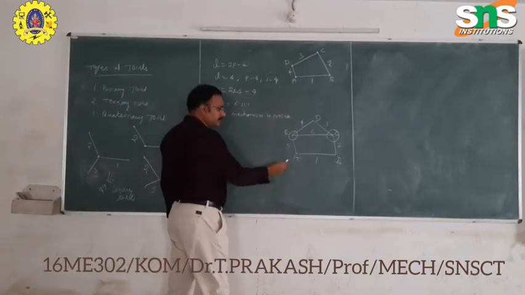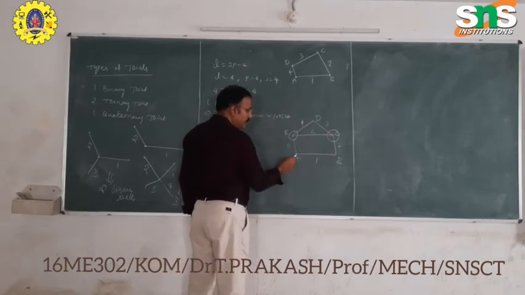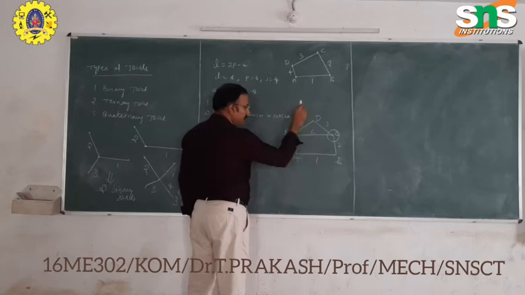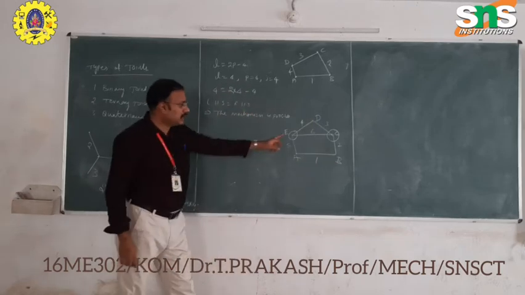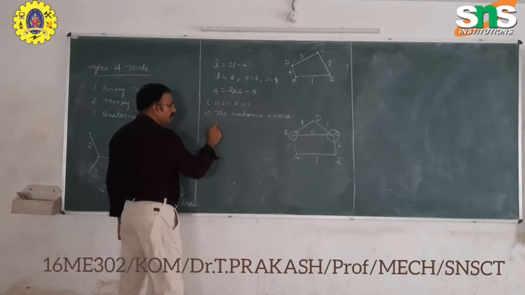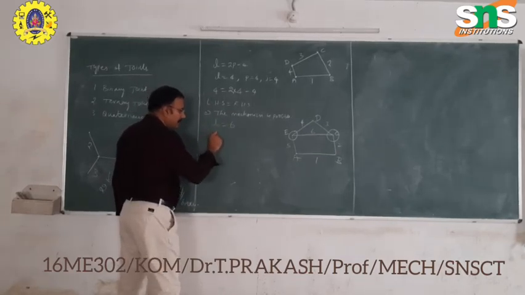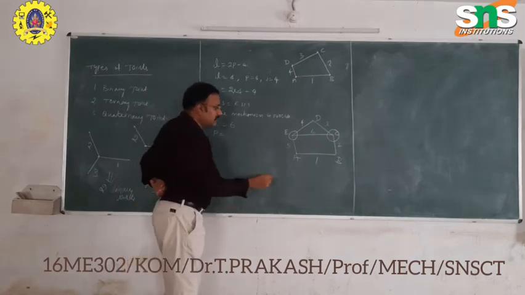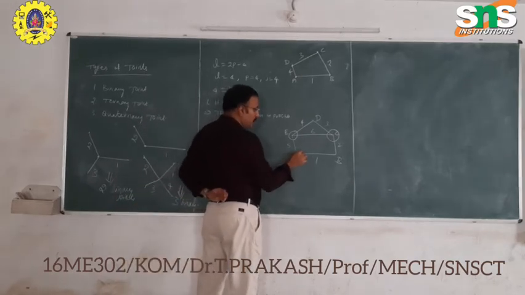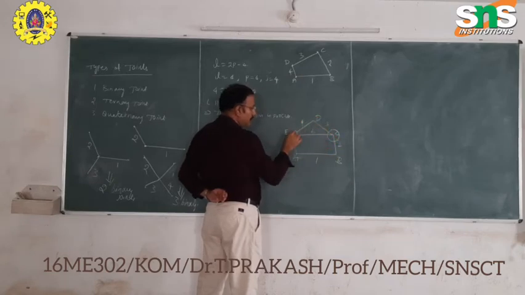Designing the mechanism. Then what are the primary joints or binary joints? We can see 1, 2, 3. There are 3 binary joints and 2 ternary joints. The number of links is 6. To find the pairs, the number of pairs we can see is 1, 2, 3, 4, 5.